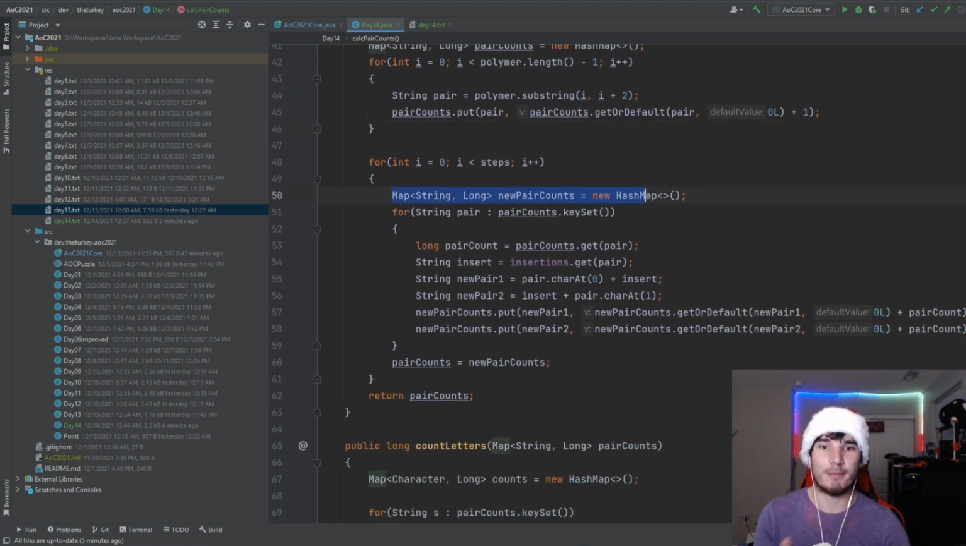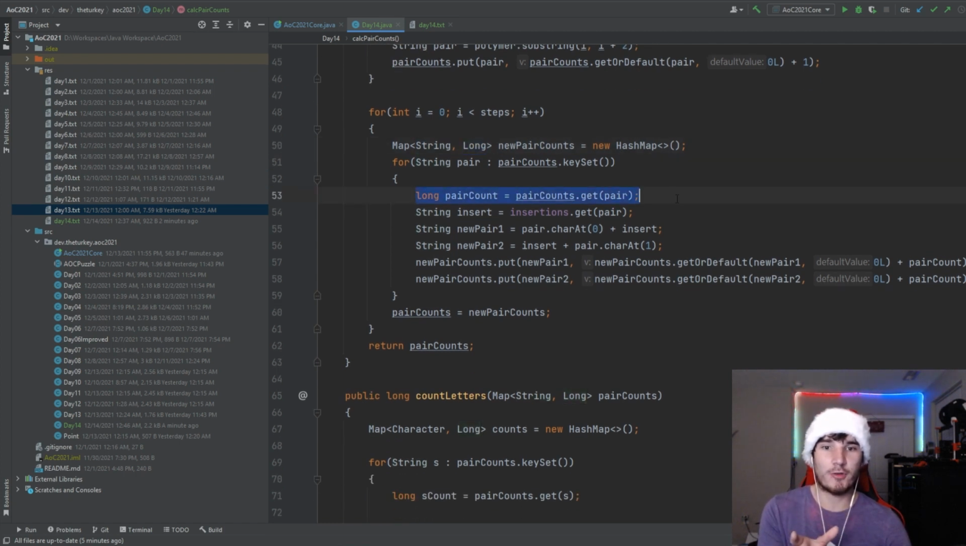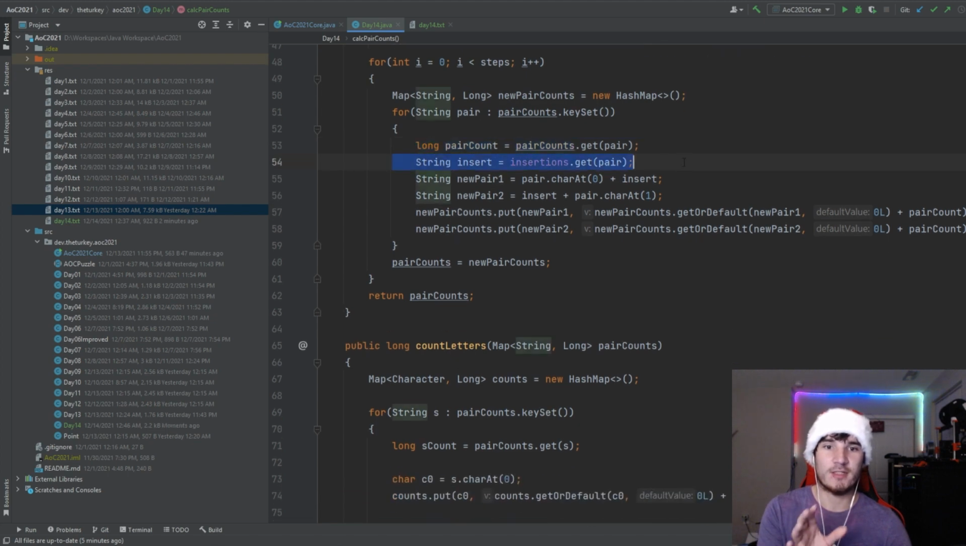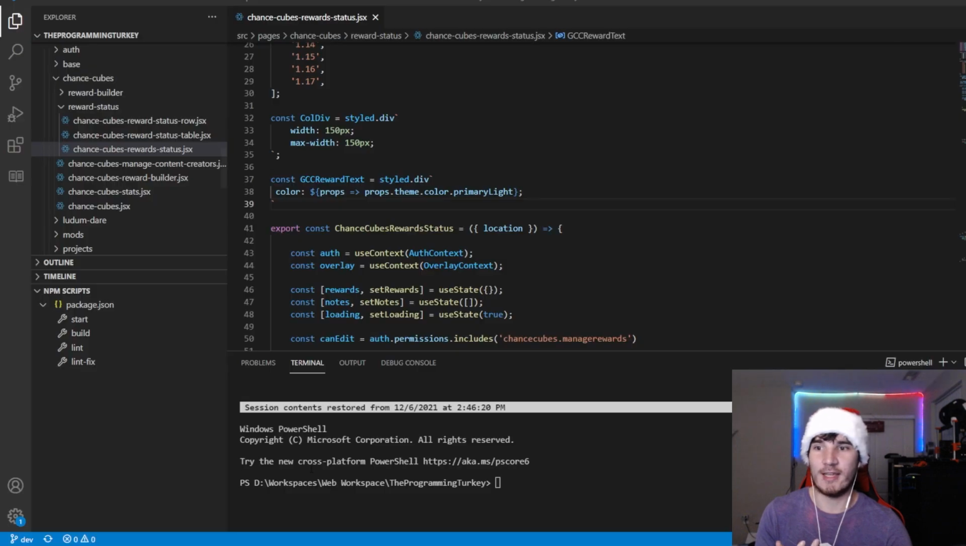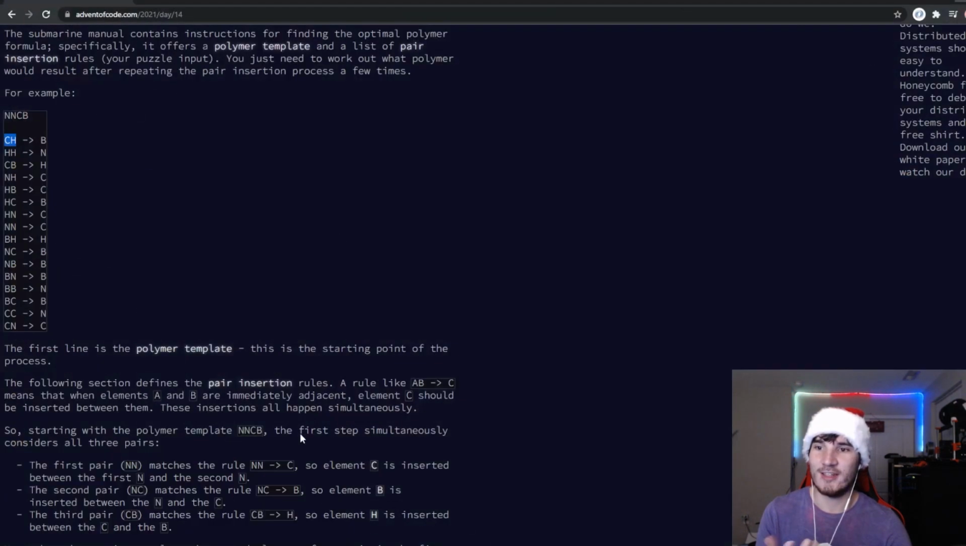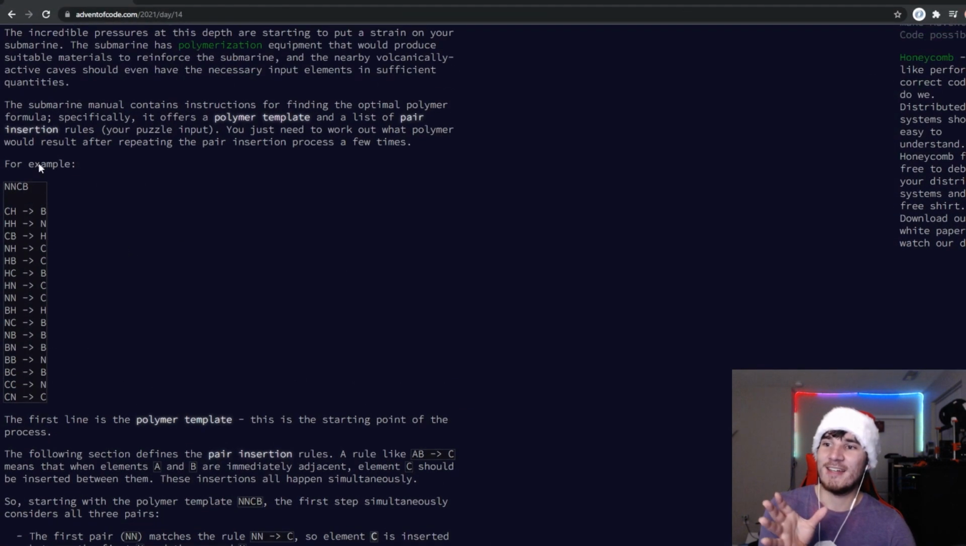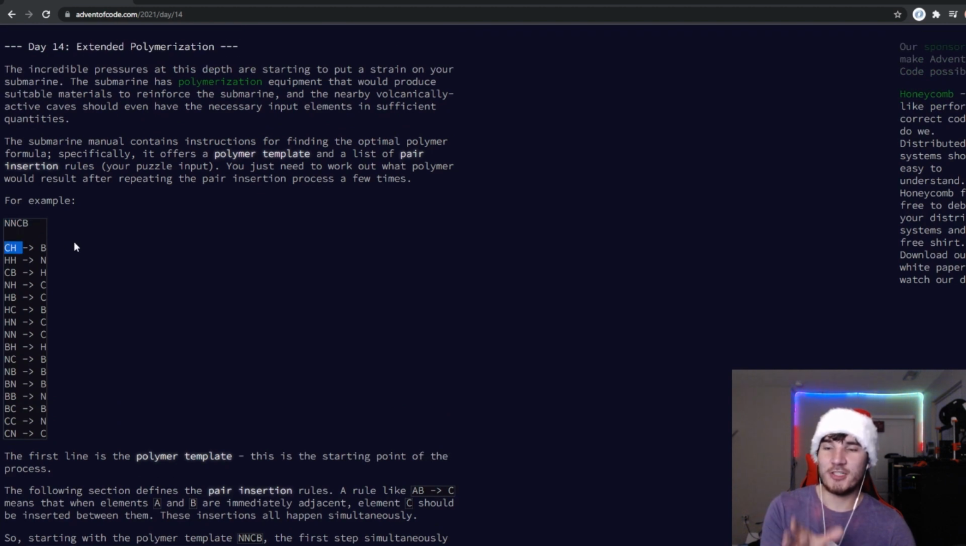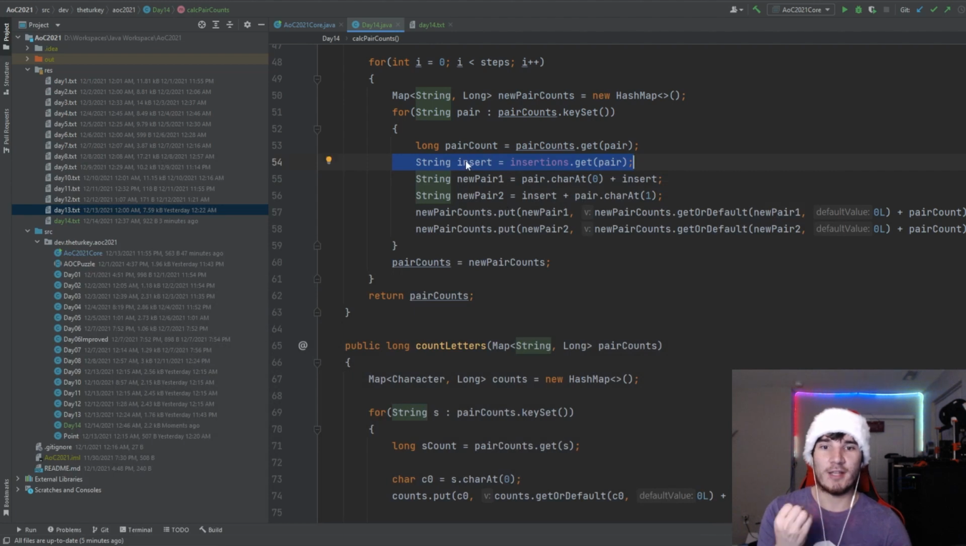So we can just go through each step, create a new hash map for our pairs. This is the element pair, and this is how many times it occurs. We can just go through, save the pair count first, find the insertion that this pair is representing. So in the case of this CH here, if we pull out a CH, we have the number of times the CH occurs, but the most important thing is we want to know what letter is going between this. The insertion in this case is B.